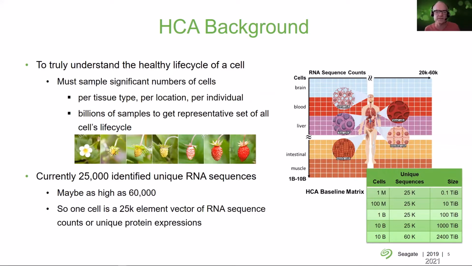So I have a big long vector and I put them all in a matrix and I now suddenly have a big data problem, right? 1 billion cells with 25K features, that's 100 terabytes of just a vector full of ints, for example. By the time I get to 10 billion cells, I'm at a petabyte. If the number of unique RNA sequences goes up to 60,000, which some people believe could be the case, I'm now at a 2.4 petabyte data set. So big data problem.